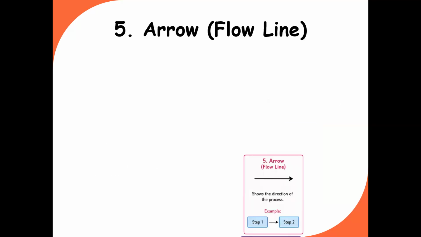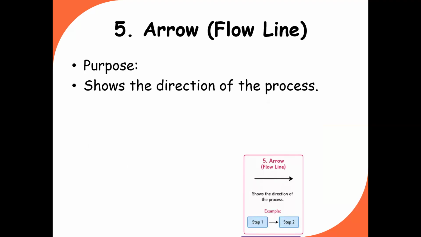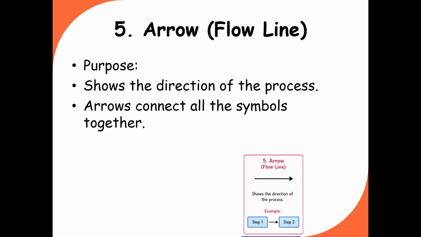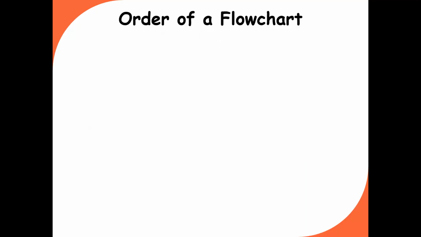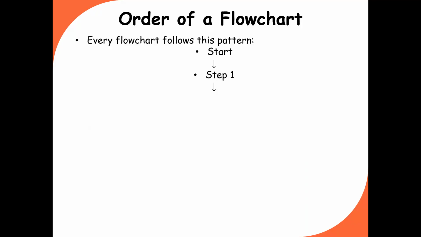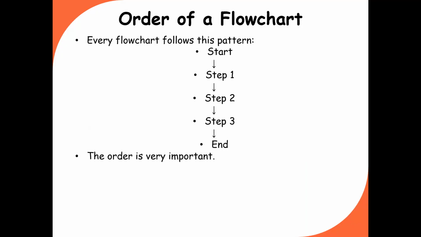So the arrow, which is the fifth one, we use arrows to show direction of the process. Arrows connect all the symbols together. Without arrows, we won't know which steps come next. Order of a flowchart. Every flowchart follows this pattern. Start, step 1, step 2, step 3, up to step N, and then we end our program. The order is very important. Never skip any steps, please.